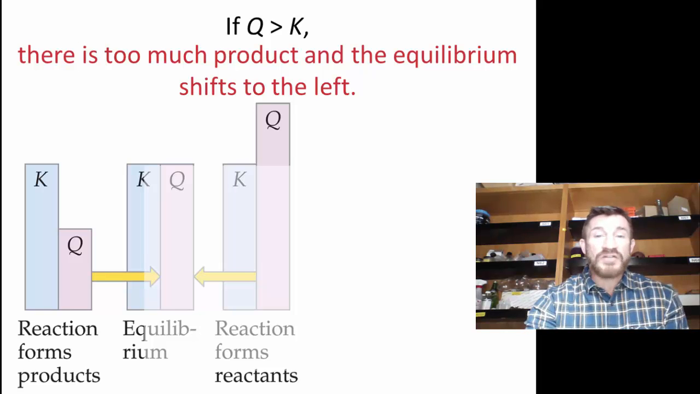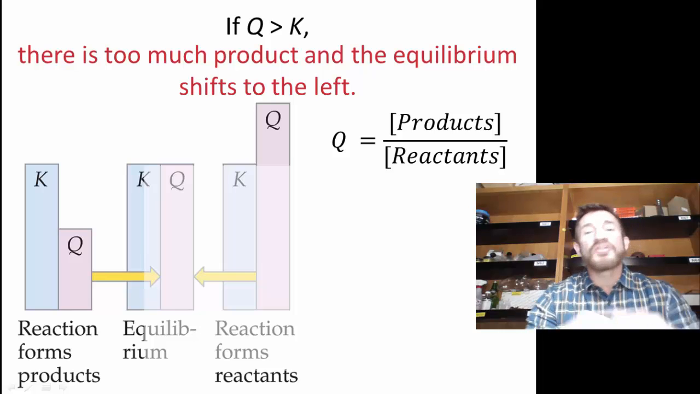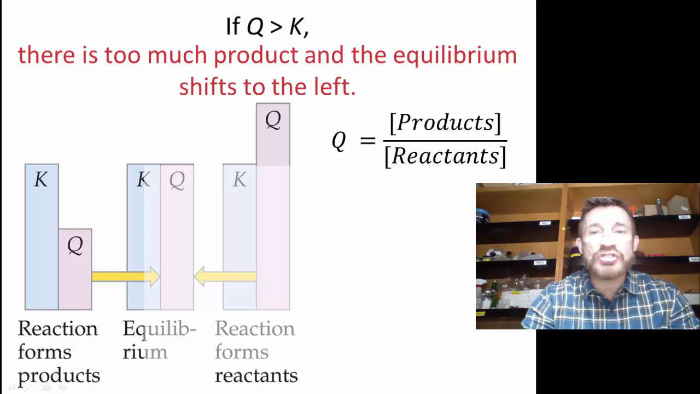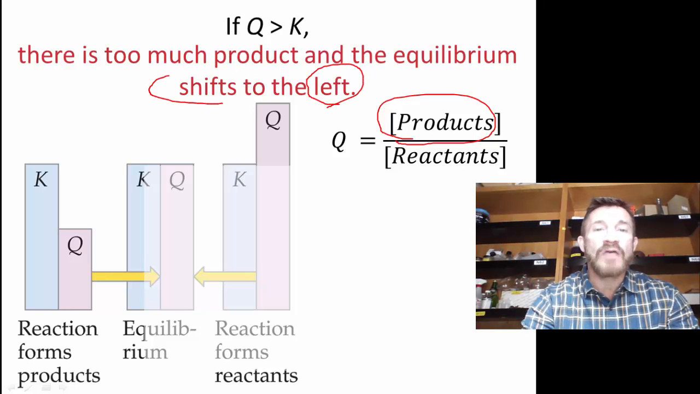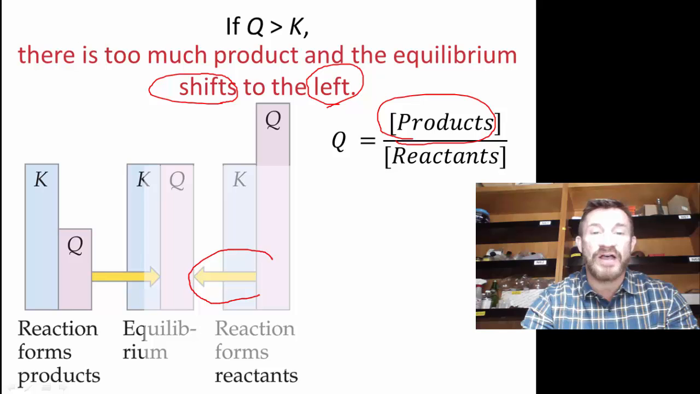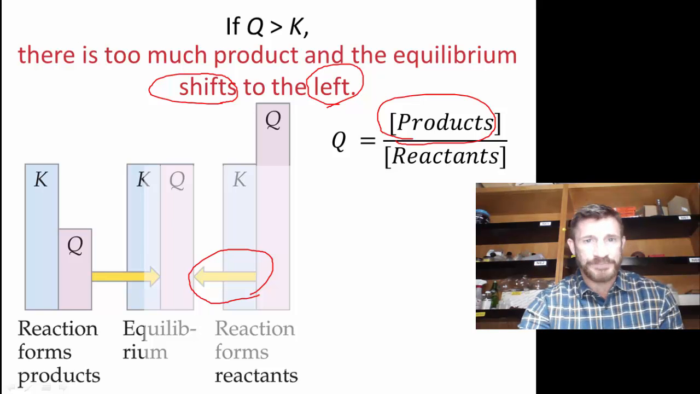Now, if you remember back to our formula, Q is products over reactants. So if Q is too big, it means we've got too many products. Now, how do you get rid of products? By going in reverse. By going in reverse, we say it shifts to the left. So two important things here: when Q is greater than K, it shifts to the left, to achieve a position where Q and K are equal. So that's when Q is greater than K.